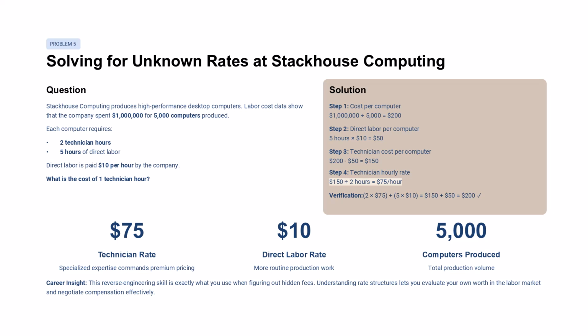This reverse engineering skill is exactly what you use when figuring out hidden fees. You know you paid $150 for concert tickets, but the face value was $120. So Ticketmaster took $30 in fees somewhere. You know your rent is $1,800, but your landlord told you the mortgage payment is $1,200. So $600 is their profit margin plus expenses. Financial literacy means being able to work backwards from totals to components.